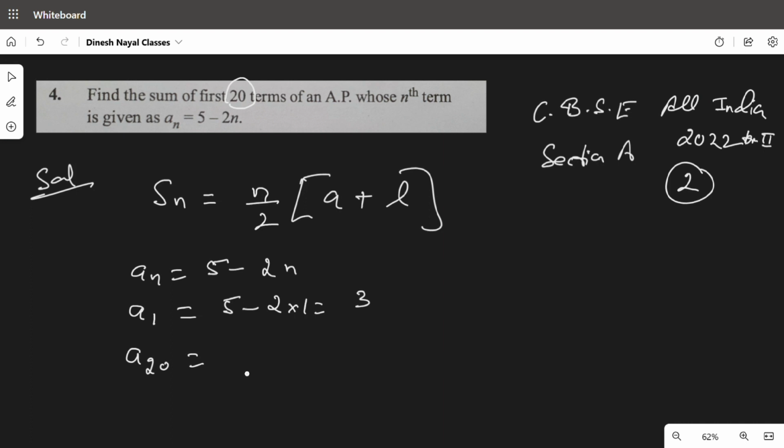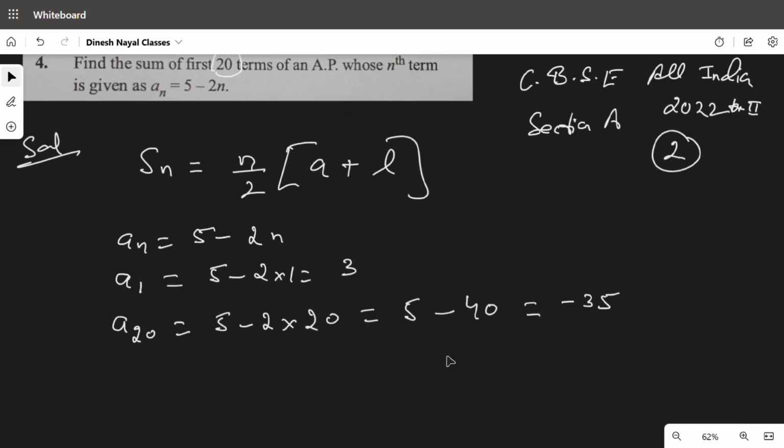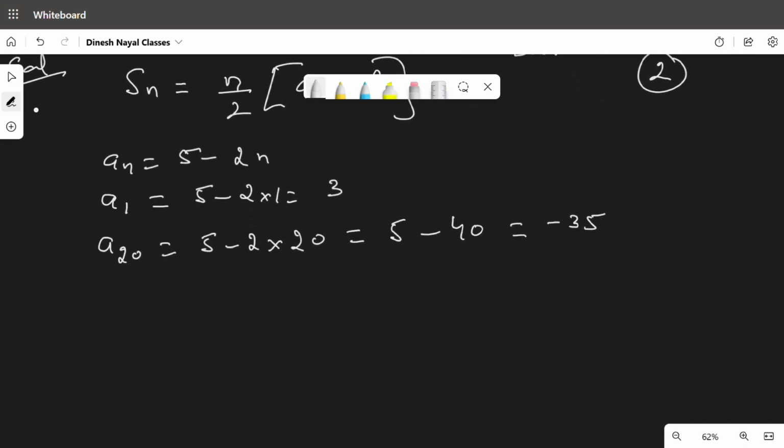And the last term will be A20. So that is 5 minus 2 into n, where n is 20. So this is 5 minus 2 times 20, which is 40. So the last term is minus 35. So here you can see our last term is minus 35.